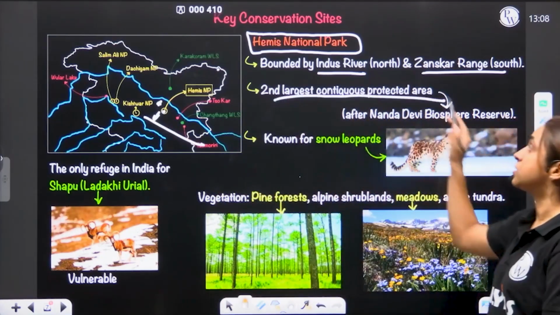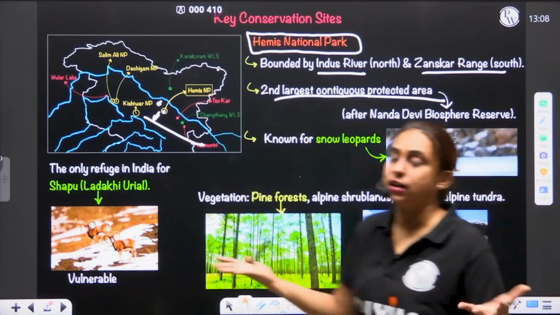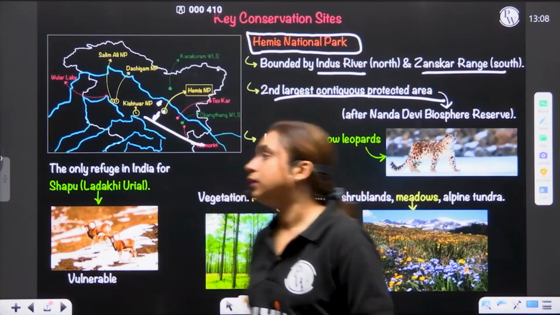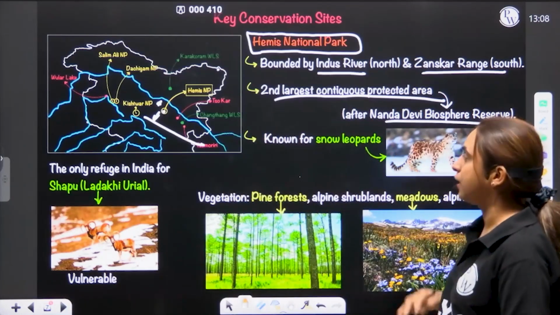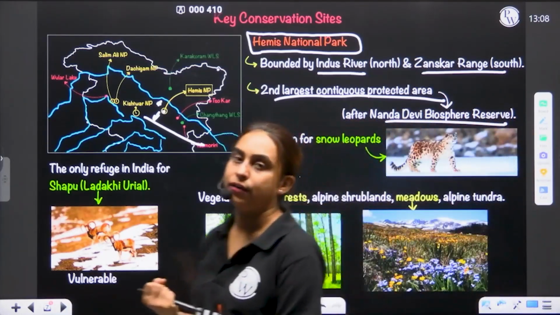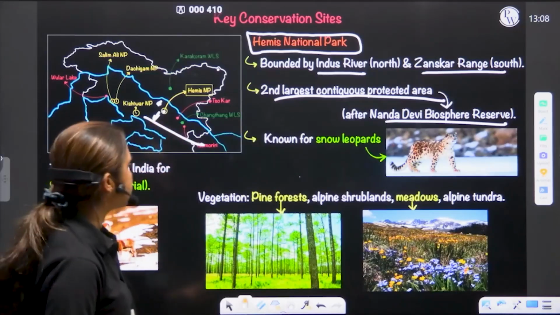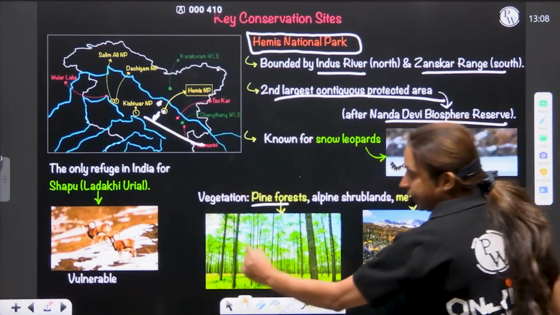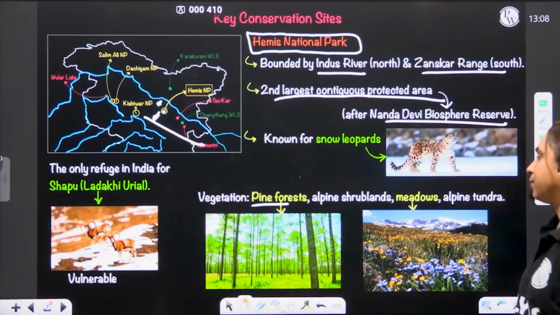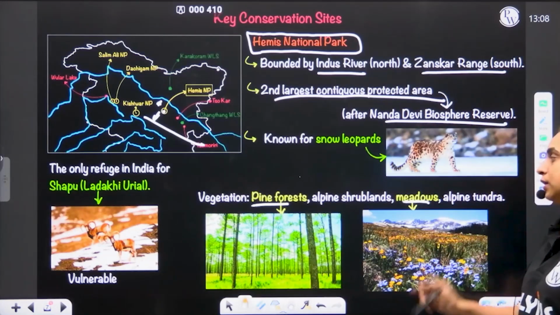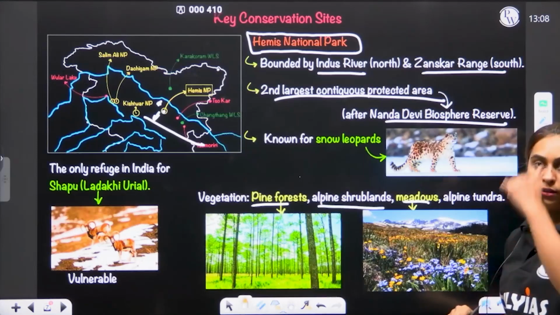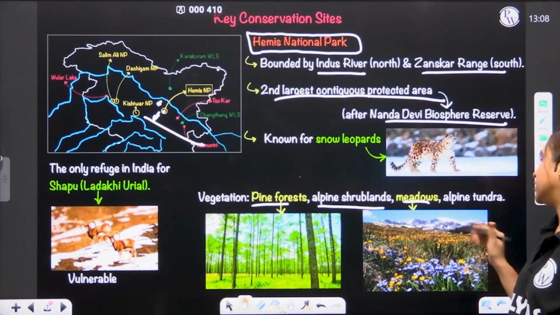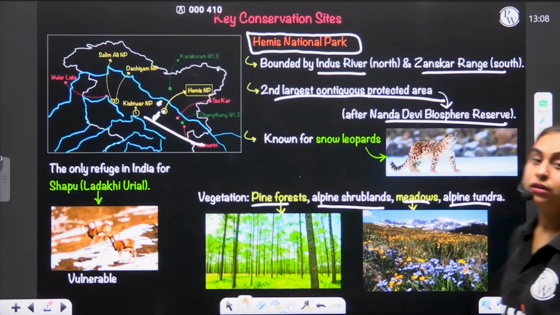It is the second largest contiguous protected area. So it's very, very large. It's second largest in India, the largest being the Nanda Devi Biosphere Reserve. It is famous for a pine forest. As you can see, this is the pine forest. Good trees, widely spaced trees, good canopy. You have meadows, the flowers and the others. You have alpine shrublands. At the altitude you have alpine small trees called shrublands. You also have alpine tundra.